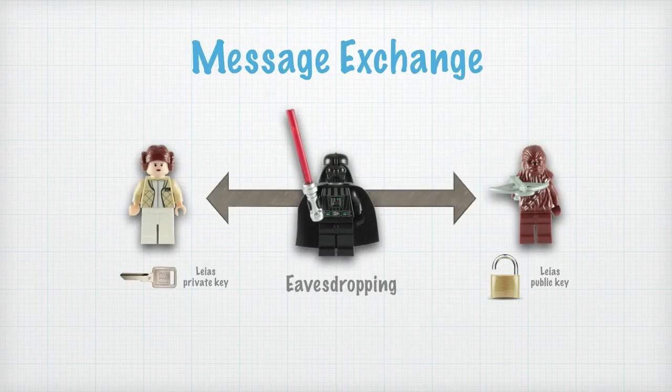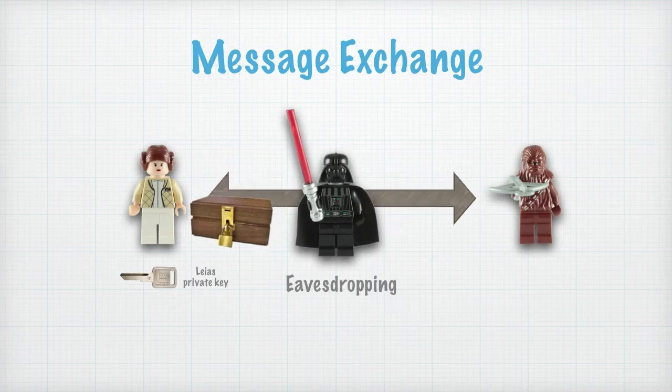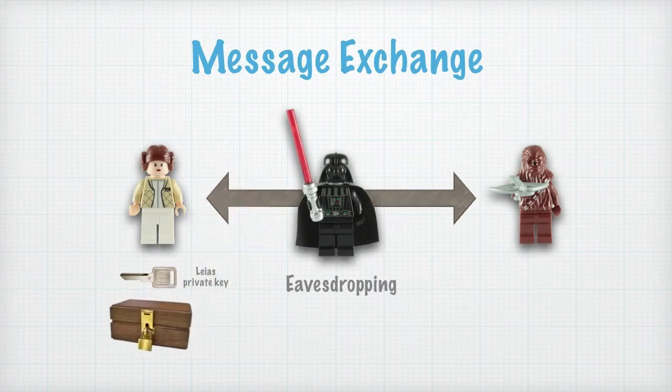To show you how this works, imagine that Chewbacca wants to send a secret message to Leia, and he has Leia's public key, but only Leia has her private key. So Chewbacca writes a message, and then he puts it in a box and puts her padlock on it. Now, if Darth Vader's eavesdropping, he can't open this one because the only thing he's able to get hold of from Leia is her public key, the padlock. You can't open a padlock with a padlock, obviously.